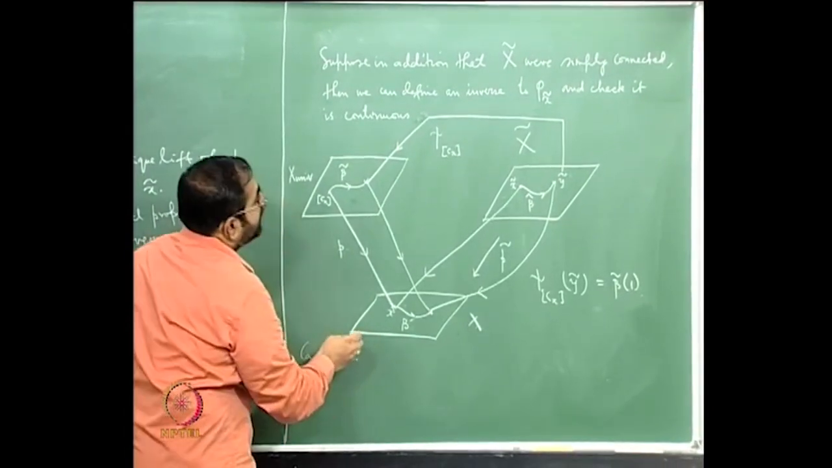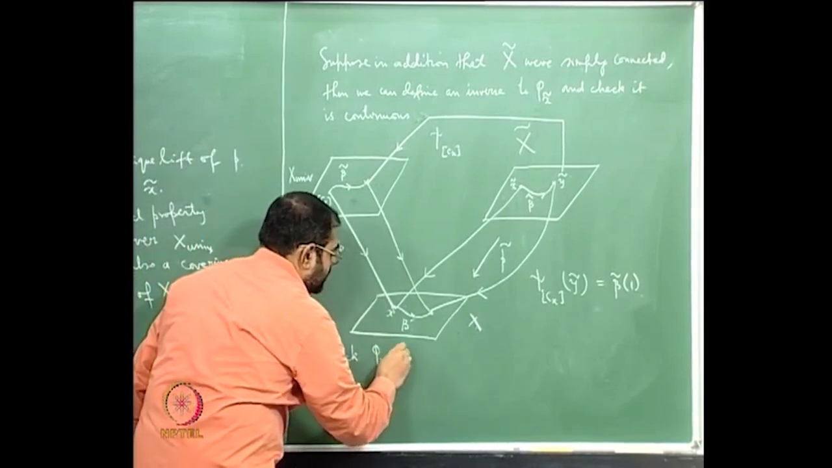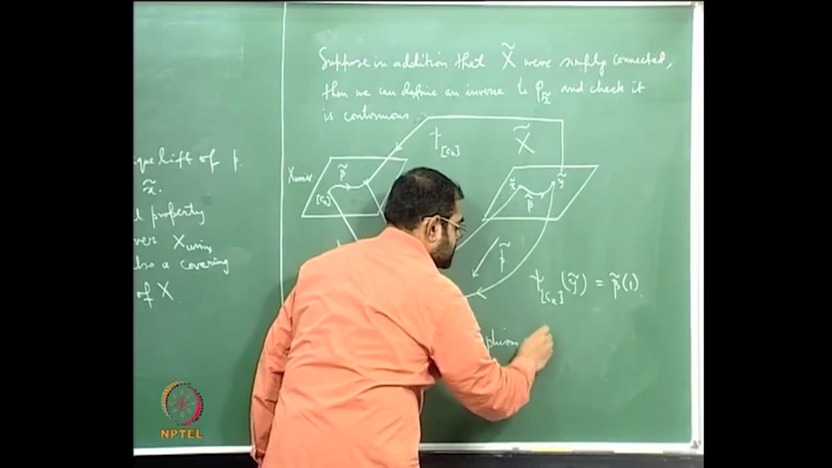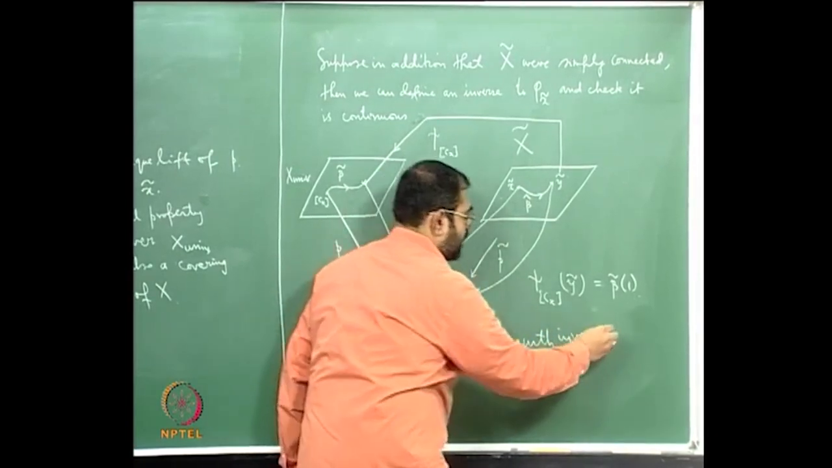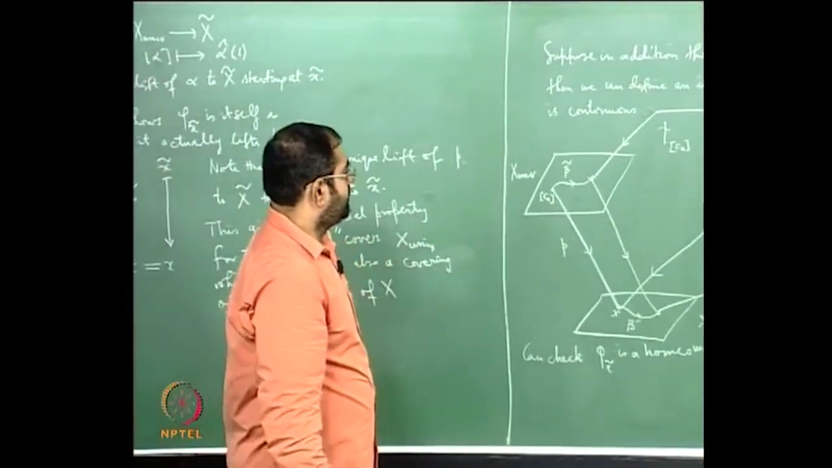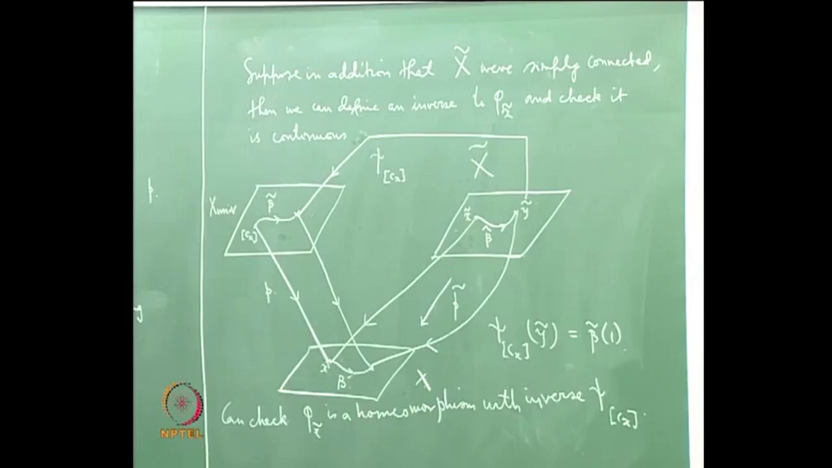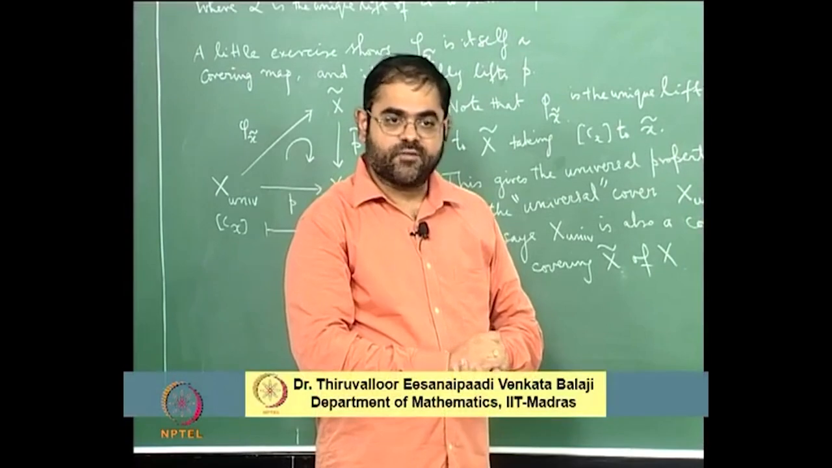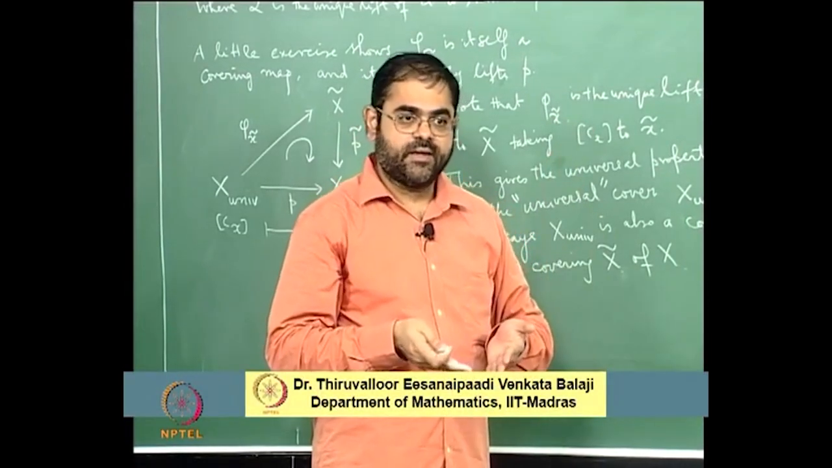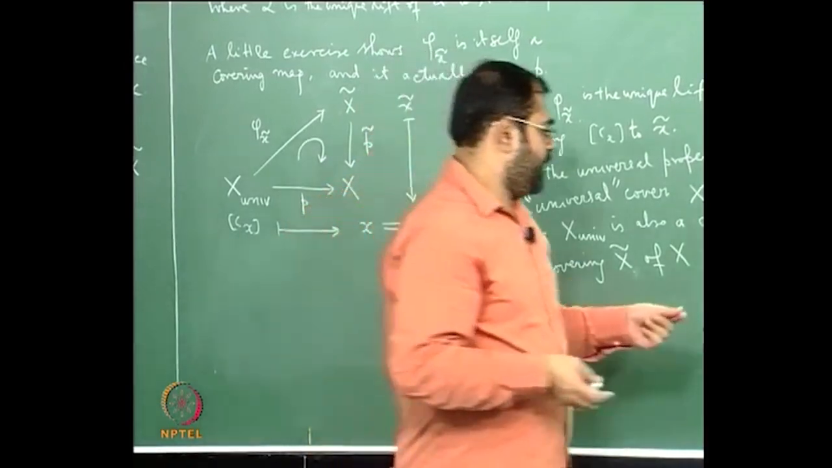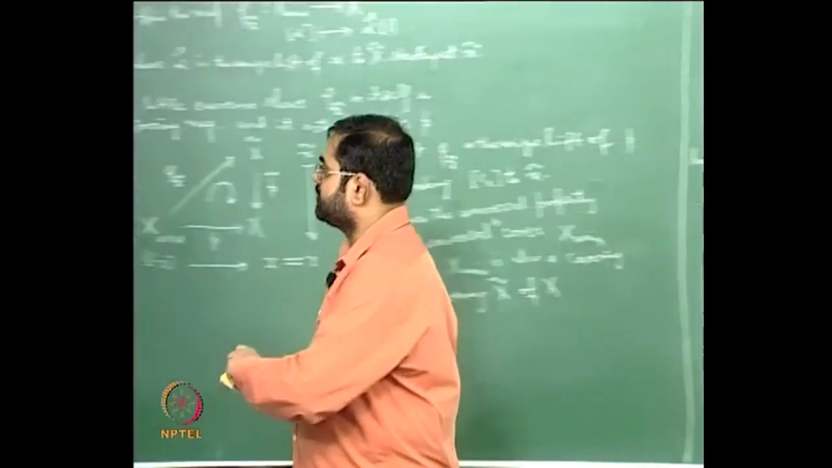So we can check phi sub x tilde is a homeomorphism with inverse psi sub cx. So let me repeat that this gives you the fact that any two covering spaces of X which are simply connected are homeomorphic in a way that respects the covering projections, and this is the so called uniqueness of the universal covering of a space. Alright, so we have also got the uniqueness of the universal covering.